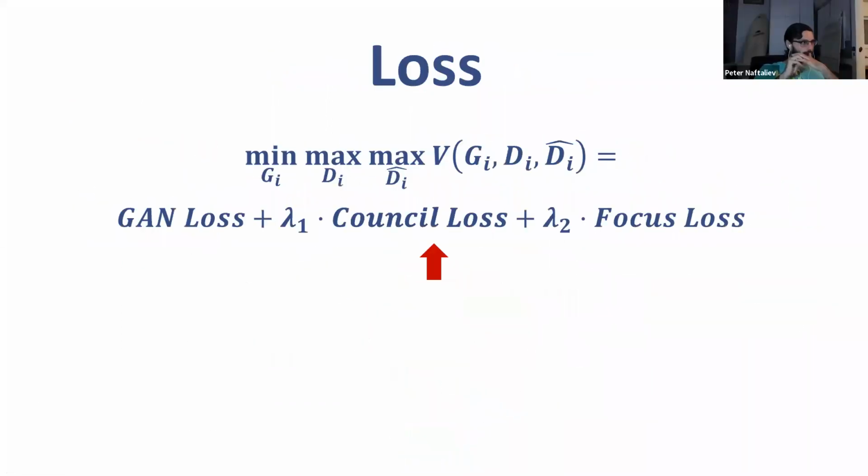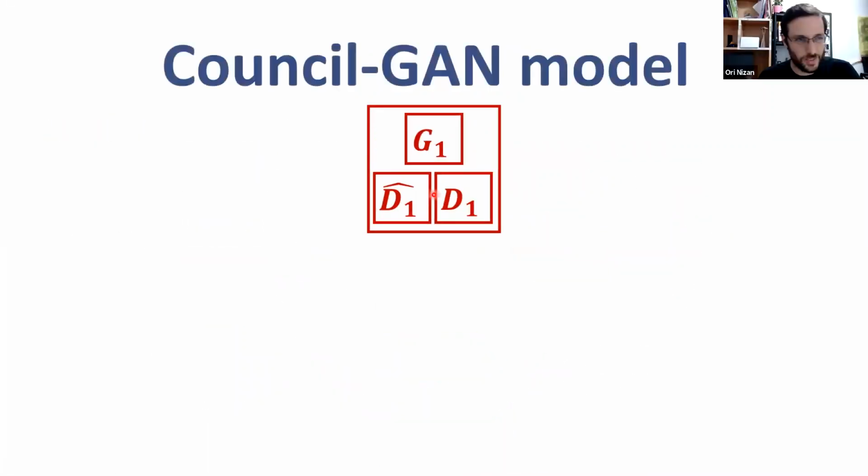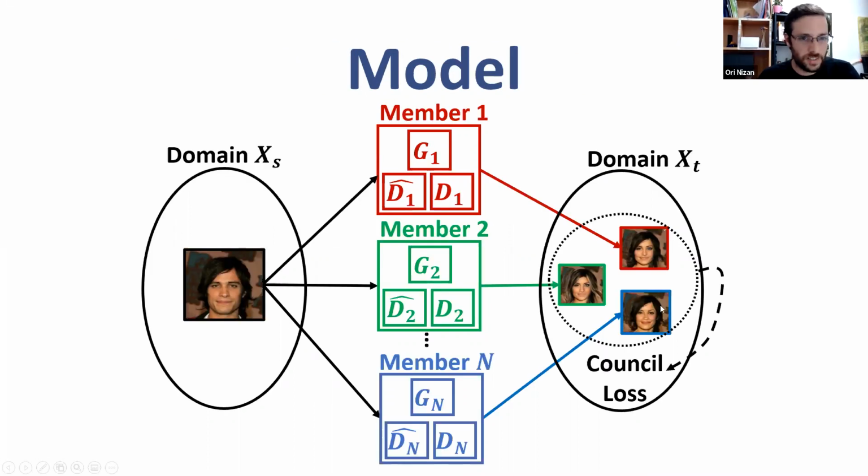Maybe I'll just jump like this. Wait just a second. So each one of them has its own conditional discriminator. The conditional discriminator of this guy gets this one as a fake, and the real and the others as real.